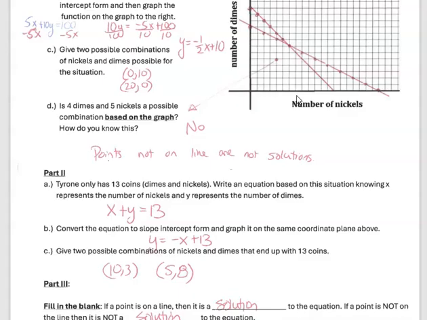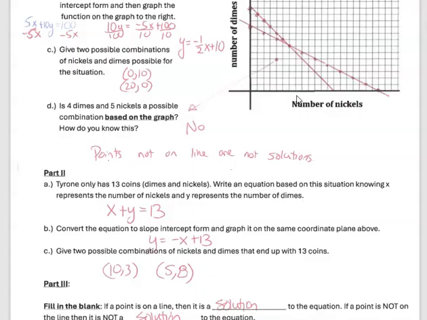I just kept doing that, down by 1 over 1, until I found the intersection. Once I found my intersection, I didn't keep doing it, and we'll explain why in just a second. Next, it said give 2 possible solutions. Looking at that line, I found that 10, 3 was on my graph and 5, 8 was on my graph. That is a combination of dimes and nickels that add to be 13.